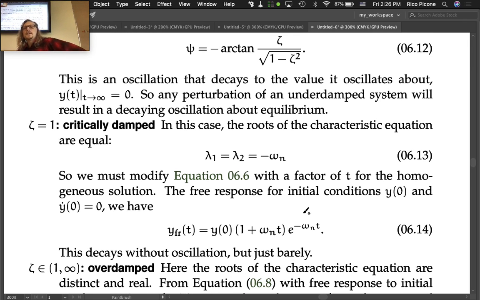Then, critically damped. In this case, the roots of the characteristic equation are equal, and you have this situation where you have to change your homogeneous solution to have another t term in it, right? Because you've got a double root. It's the special case. This is actually something that doesn't happen precisely ever in the real world, right? Because you're always going to be slightly different than perfect roots that are on top of each other.